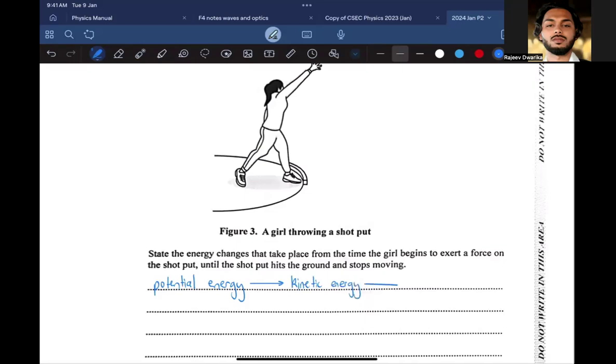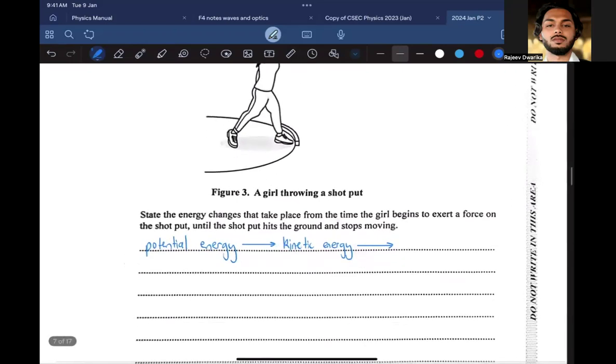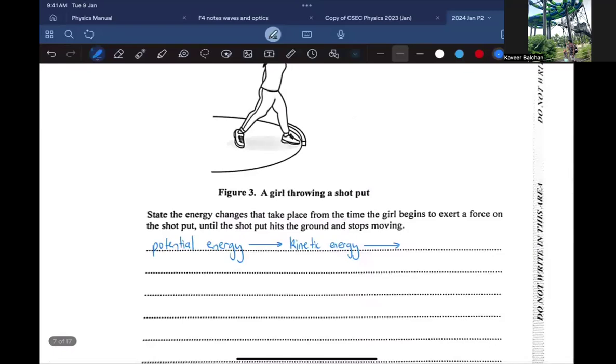And from the kinetic energy, if the ball hits the ground, would you hear it? Yes, so we can say sound energy as well, because you will hear the ball hitting the ground. That's sound energy. So some of the energy gets converted to sound. So potential, kinetic, sound, and ocean.